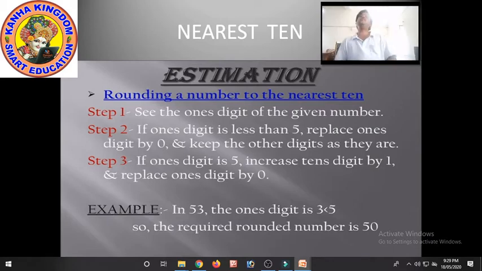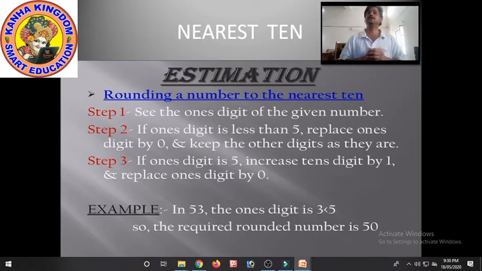So now we move to our next topic, that is nearest 10. Nearest 10, you all know this topic from very early classes. In earlier classes, it was only 2-digit, 3-digit or 4-digit numbers. But in your class, there are more than 5 or 6 digit numbers, or even 7 to 8 digit numbers. But how do we find the nearest 10?